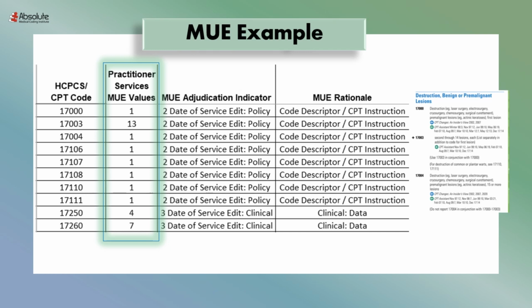So if you look at 17004 on our table and look at the MUE value, it says that it can only be reported one time on that date of service according to policy, that we cannot exceed that amount, okay? So hopefully that puts it into a little bit of perspective for you. Hopefully this visual helped. And with that being said, let's go ahead and move on to our next topic.